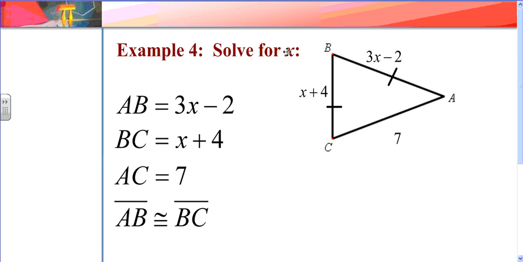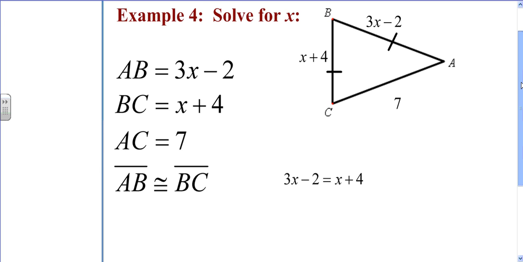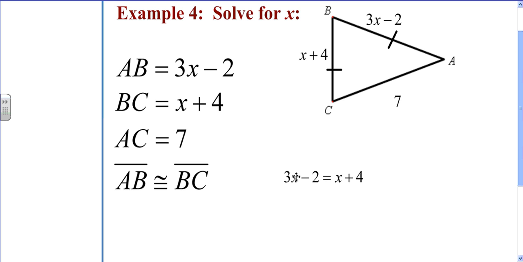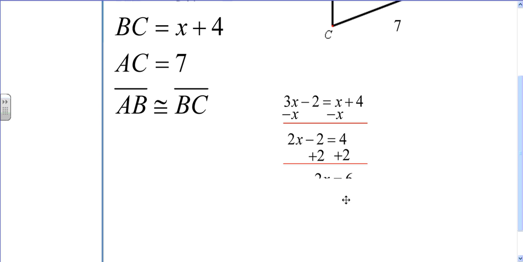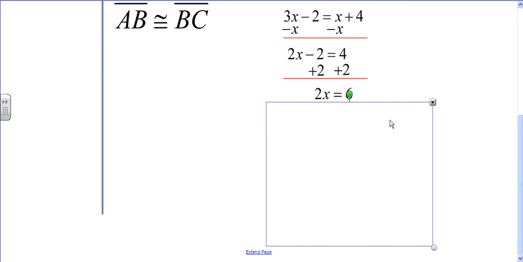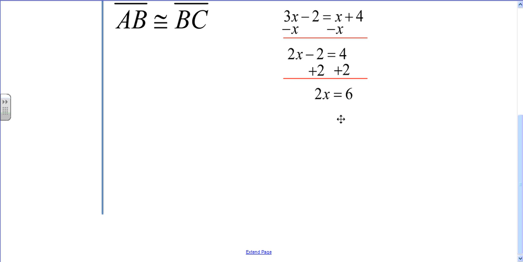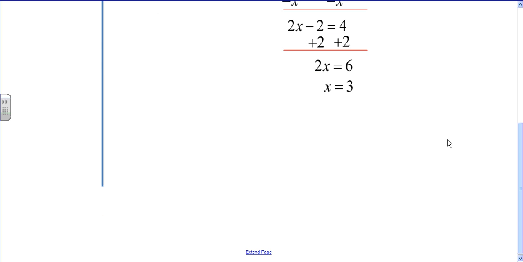Okay, so our goal is to solve for x here. Obviously, since these two sides are congruent, I'm going to start by setting those two lengths equal to each other. So I'm going to say 3x minus 2 is equal to x plus 4. And we're just going to solve that equation for x. I'll subtract x from both sides because it's the smaller of the two x terms. So that's going to give me 2x minus 2 is equal to 4. And then, of course, adding 2 to both sides, it's going to give me 2x is equal to 6.